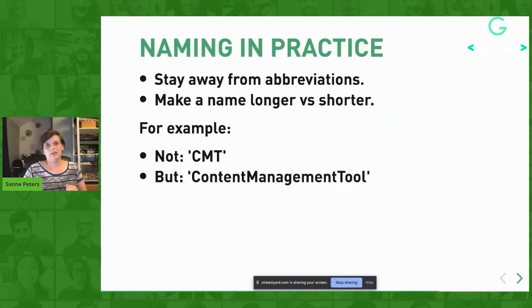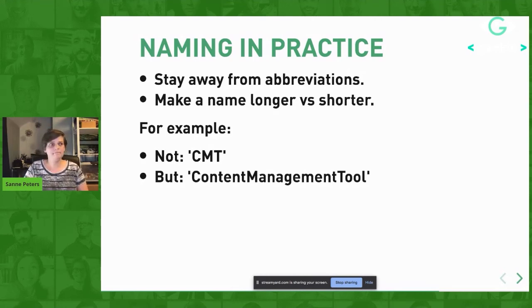Another thing to keep in mind is, and this is a debated one, and maybe I'll get some heated reactions, and that's fine. But stay away from abbreviations, and maybe make the name a little bit longer versus shorter. So maybe don't call a variable CMT, but just content management tool, because that way you won't have the question, hey, what's CMT? And that's just annoying, but people have to ask questions that could have just been taken care of by giving it a proper name.